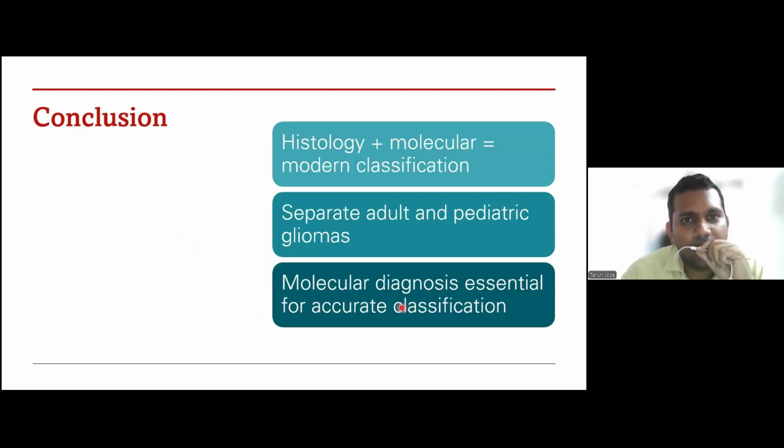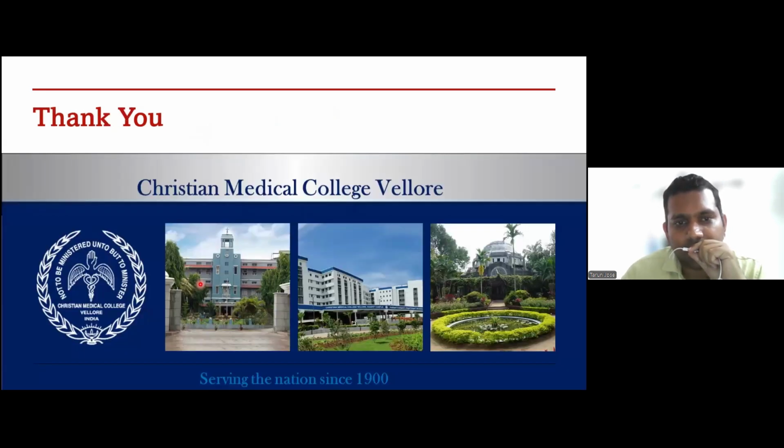So, in conclusion, the modern classification is both histology and molecular. The gliomas are divided into adult and pediatric gliomas, and for accurate diagnosis, molecular diagnosis is essential.